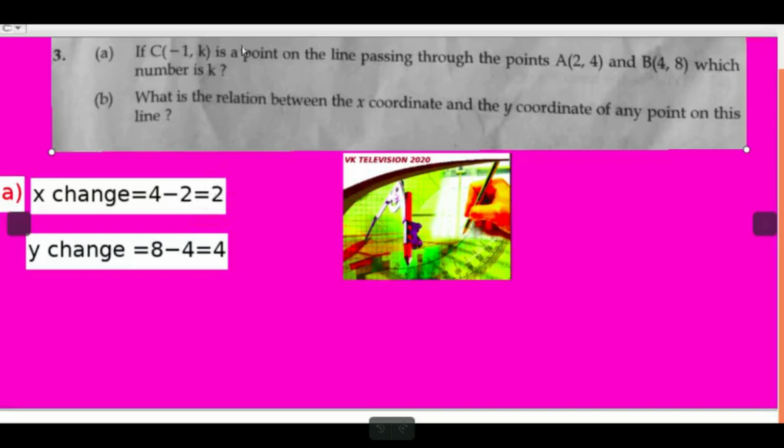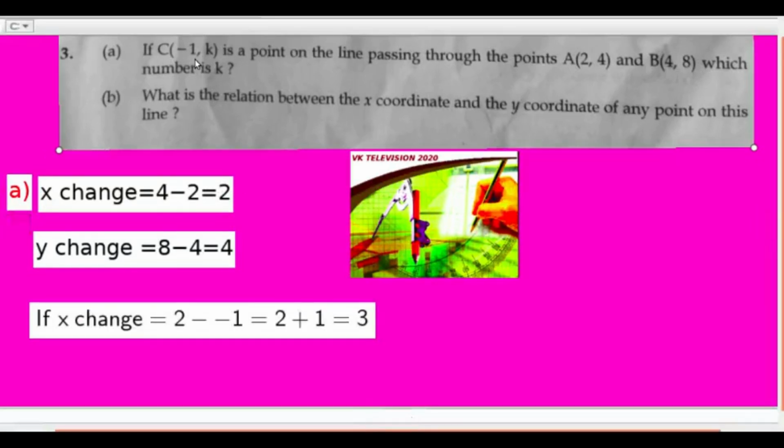So now we consider the points minus 1, k and 2, 4. We first find the x difference, that is 2 minus minus 1, which is equal to 2 plus 1 is equal to 3. If we consider these 2 points, the x change is equal to 3.